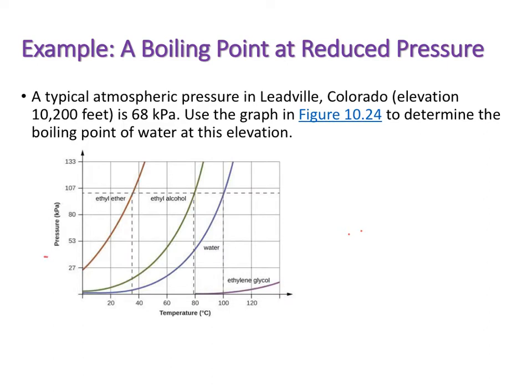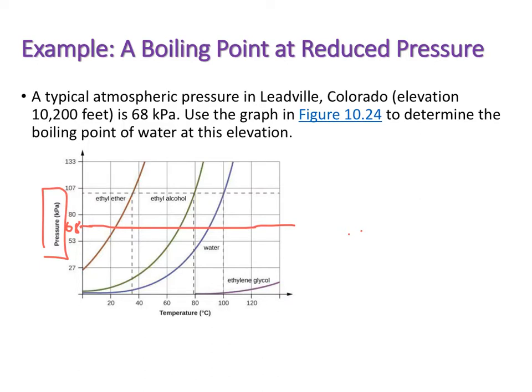We know that kilopascals is right here. So let's estimate around where 68 is. We have 53 and 80. So in between that is what? There's about 30 in between. So let's say plus 15, 53, that's 68. So that's around halfway. Those would be our boiling points at this elevation, right?